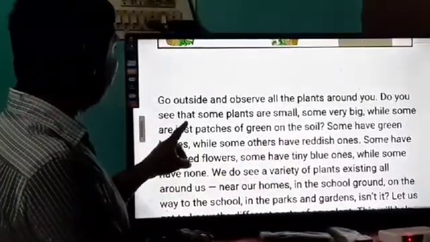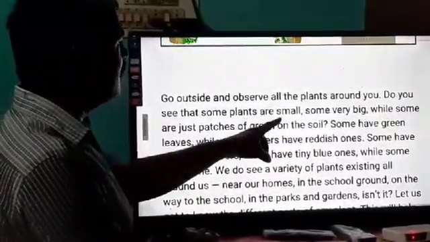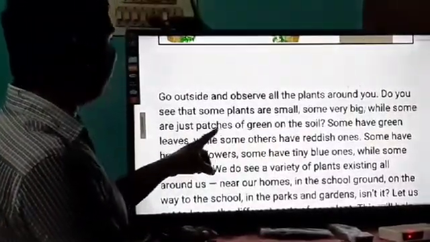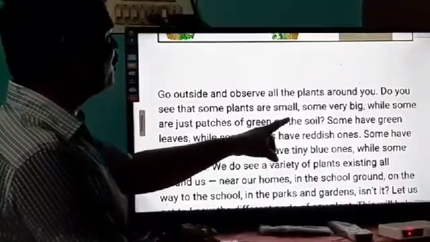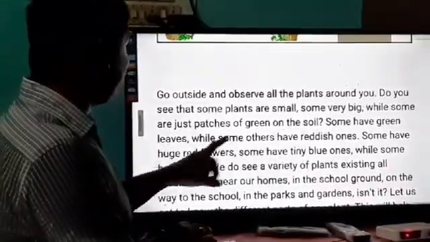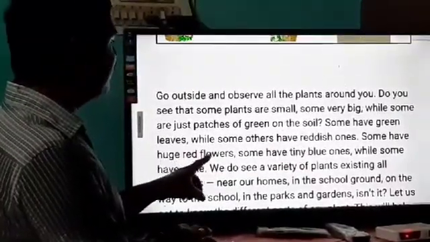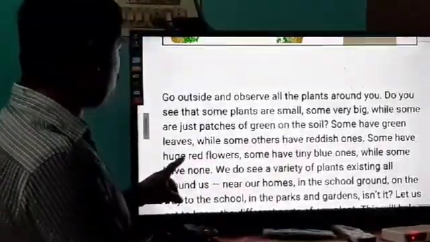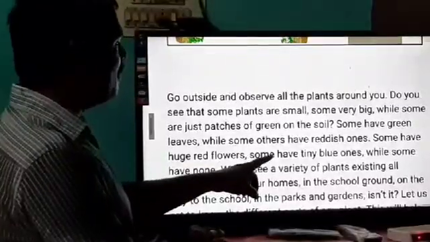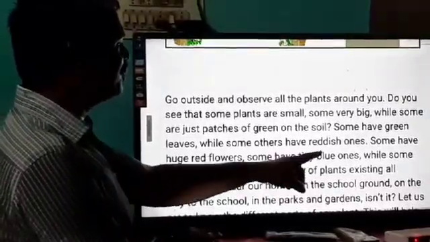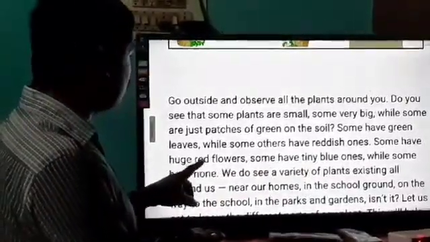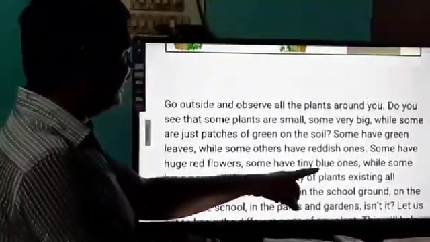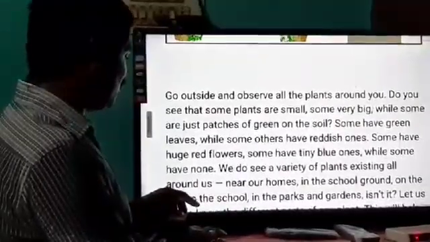Do you see that some plants are small, some very big, while some are just patches of green on the soil? Some have green leaves, while some others have reddish ones. Some have huge red flowers. Some have tiny blue ones, while some have none. We do see a variety of plants existing all around us.